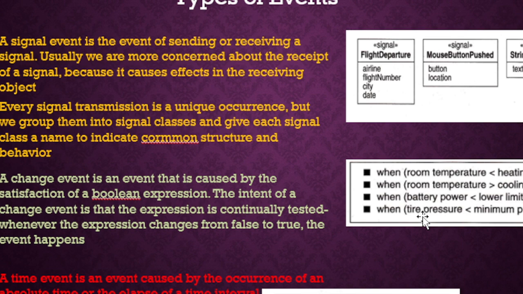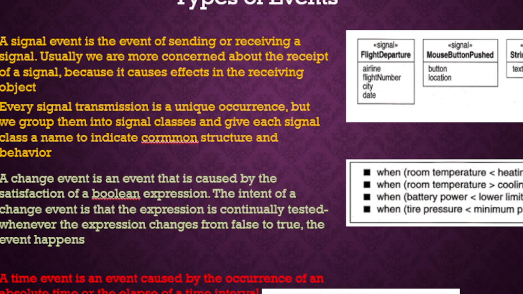For example, in our devices, if we have a certain battery power level, it automatically switches our physical device to a low power range so that you can use it effectively. When tire pressure is less than the minimum pressure, again all these conditions are Boolean conditions, and the event will not happen until that condition is satisfied, and in that scenario the state will be changed.